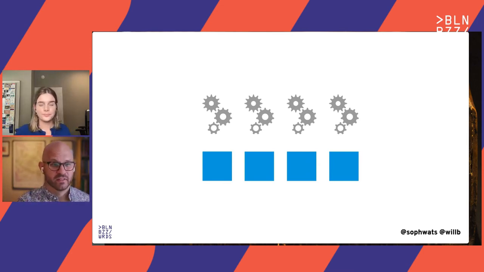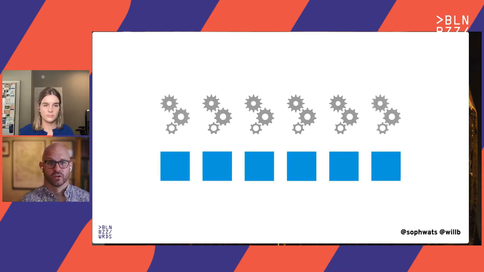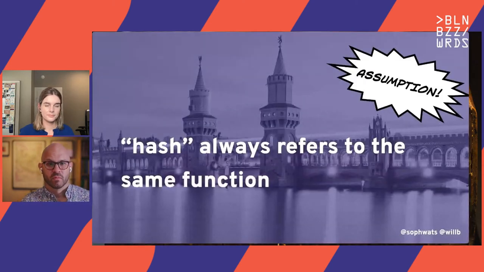The problem is that then the behavior of my program is dependent on how I deploy it. So if I have one pseudorandom number generator for each of these four workers, and I run the program again with six workers, I'm going to get different results because I'm going to have different pseudorandom number generators for each of those six workers. Here's a related problem.